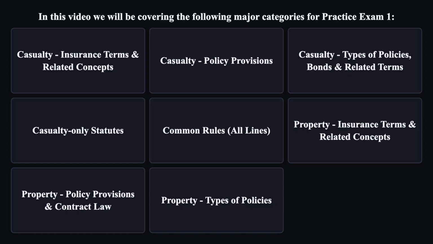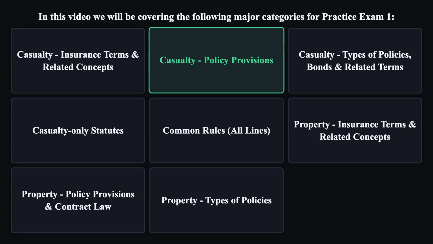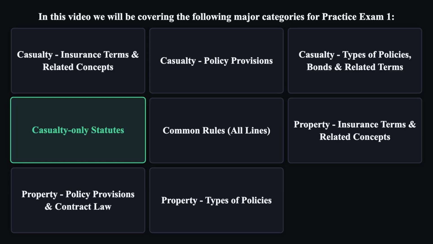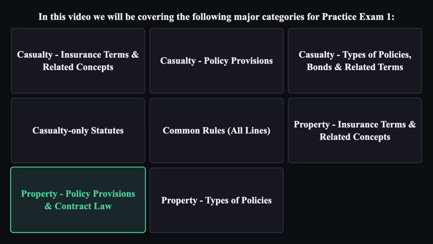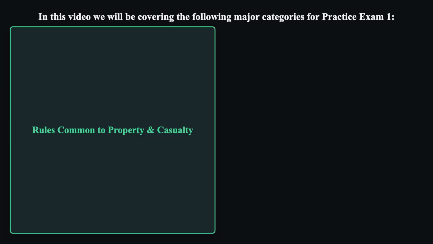In this video, we will be covering the following major categories for Practice Exam 1. Casualty, insurance terms and related concepts. Casualty, policy provisions. Casualty, types of policies, bonds, and related terms. Casualty-only statutes. Common rules. Property, insurance terms and related concepts. Property, policy provisions and contract law. Property, types of policies. Rules common to property and casualty.